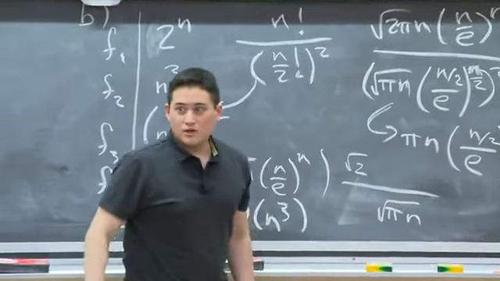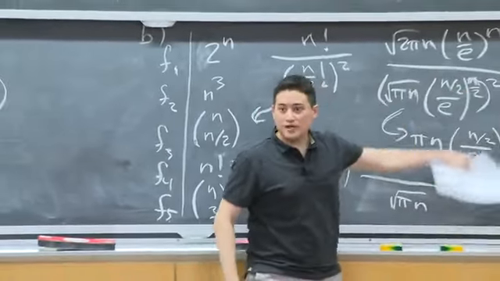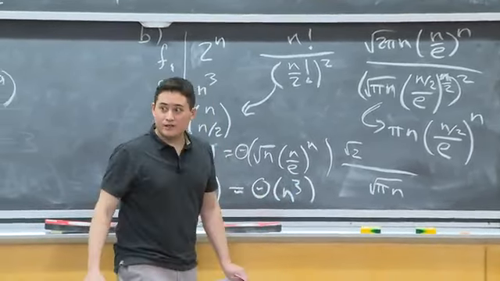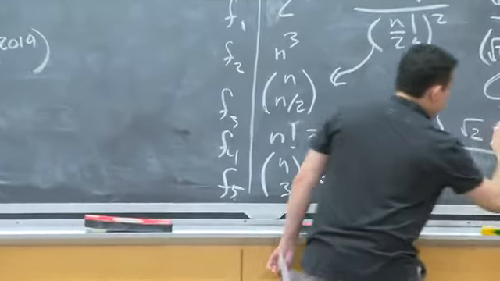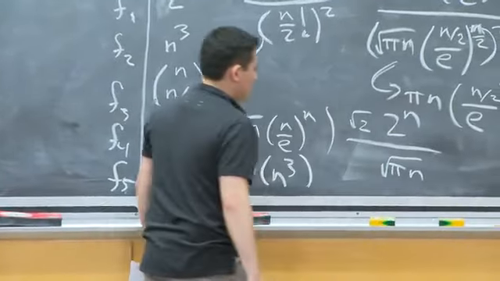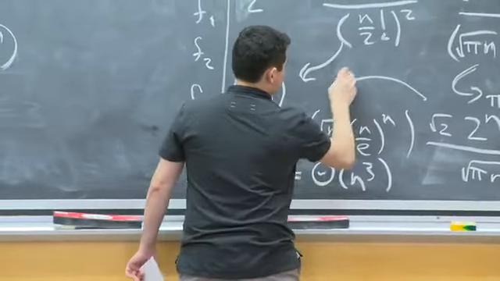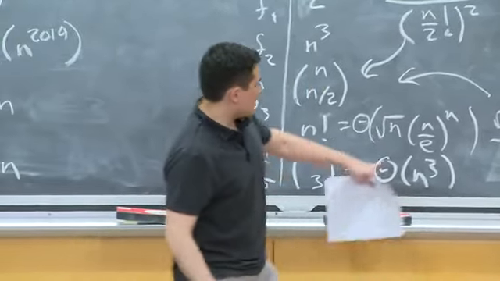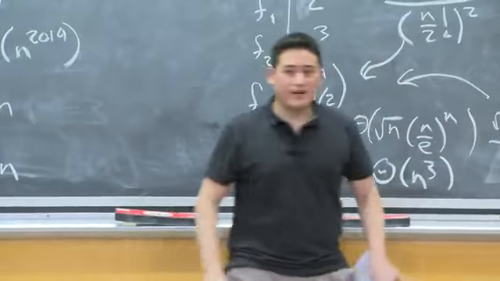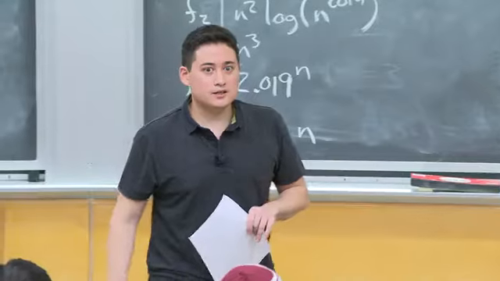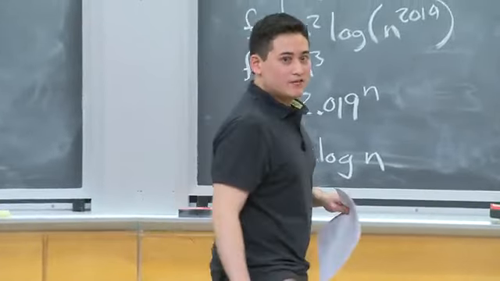Those cancel. What's left in this term after we cancel? 1 over 2 to the n in the denominator, right? Which is 2 to the n in the numerator. Okay? So this thing is what this thing is, right? Asymptotically, we can get rid of these constants, and it's 2 to the n over root n asymptotically, right? Does that make sense, everybody?